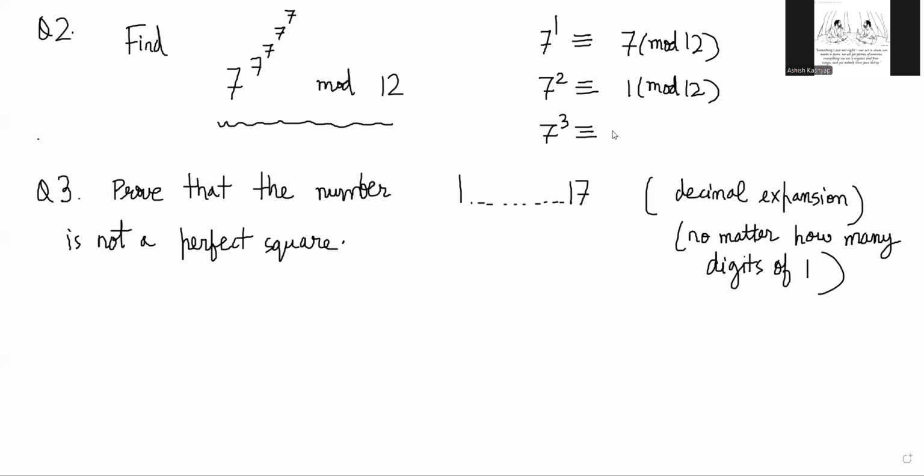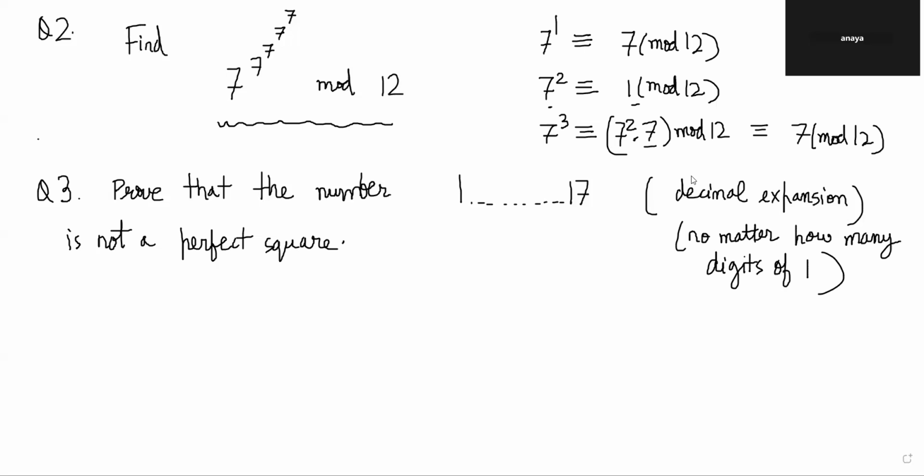7 power 3, 343. If you think about it, it will become 7 square into 7 mod 12, right? Do you understand by our property? So 7 square we know is 1 mod 12 and 7 is 7 mod 12, so this will also be 7 mod 12. And 7 power 4 will be 7 square into 7 square, which will be 1 into 1, which will be 1 mod 12, right?